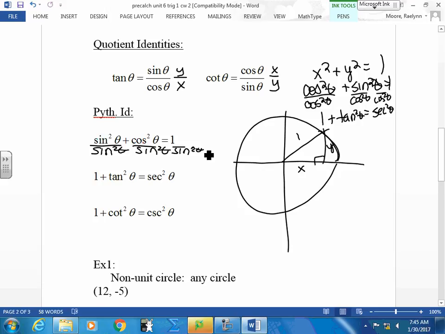So what's sine divided by sine? 1. Oops, sorry. 1. What's cosine divided by sine? Cotangent. And 1 divided by sine? Cosecant. There's your Pythagorean identities. Don't memorize it. Drop a triangle with a radius of 1 on your unit circle and figure it out. I'm not big into memorizing, except for you have to memorize your 2 basic triangles.